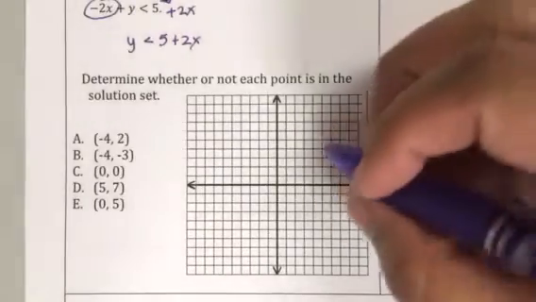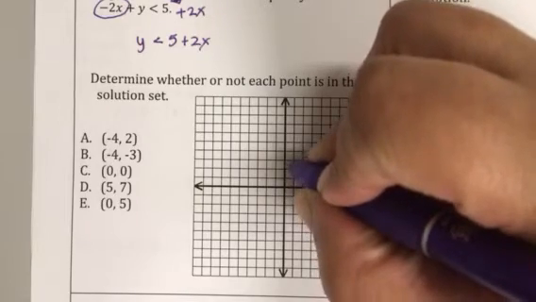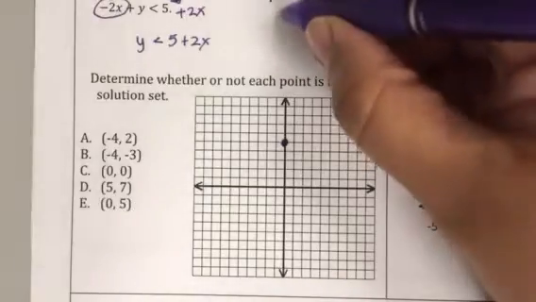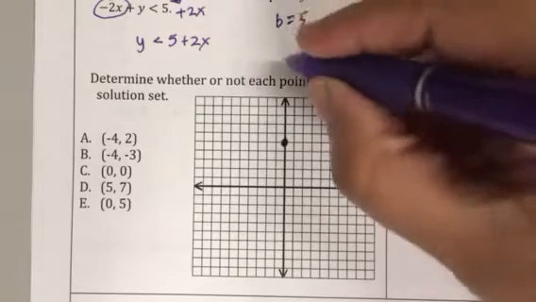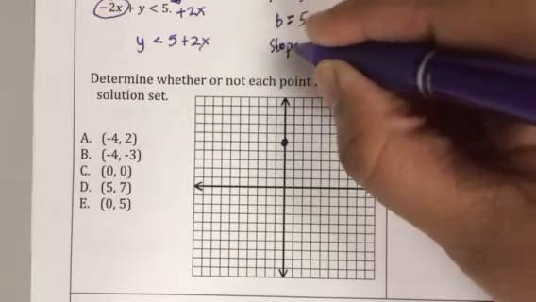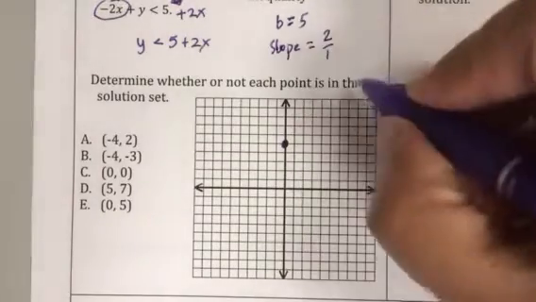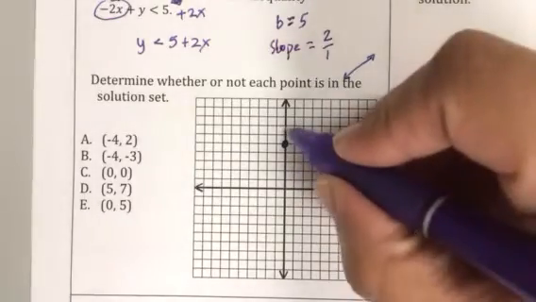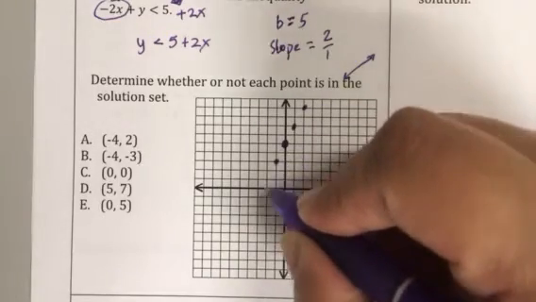Normally I don't put as many points as I'm going to put on this graph, but I'm going to put a lot because I want to have the most accurate graph I can have. My b is 5, which is my y-intercept, right here, and my slope is 2, or 2 over 1. Since it's positive, the line has to go this way. So I'm going to go up 2 over 1, up 2 over 1. Now I'm also going to go down 2 over 1.